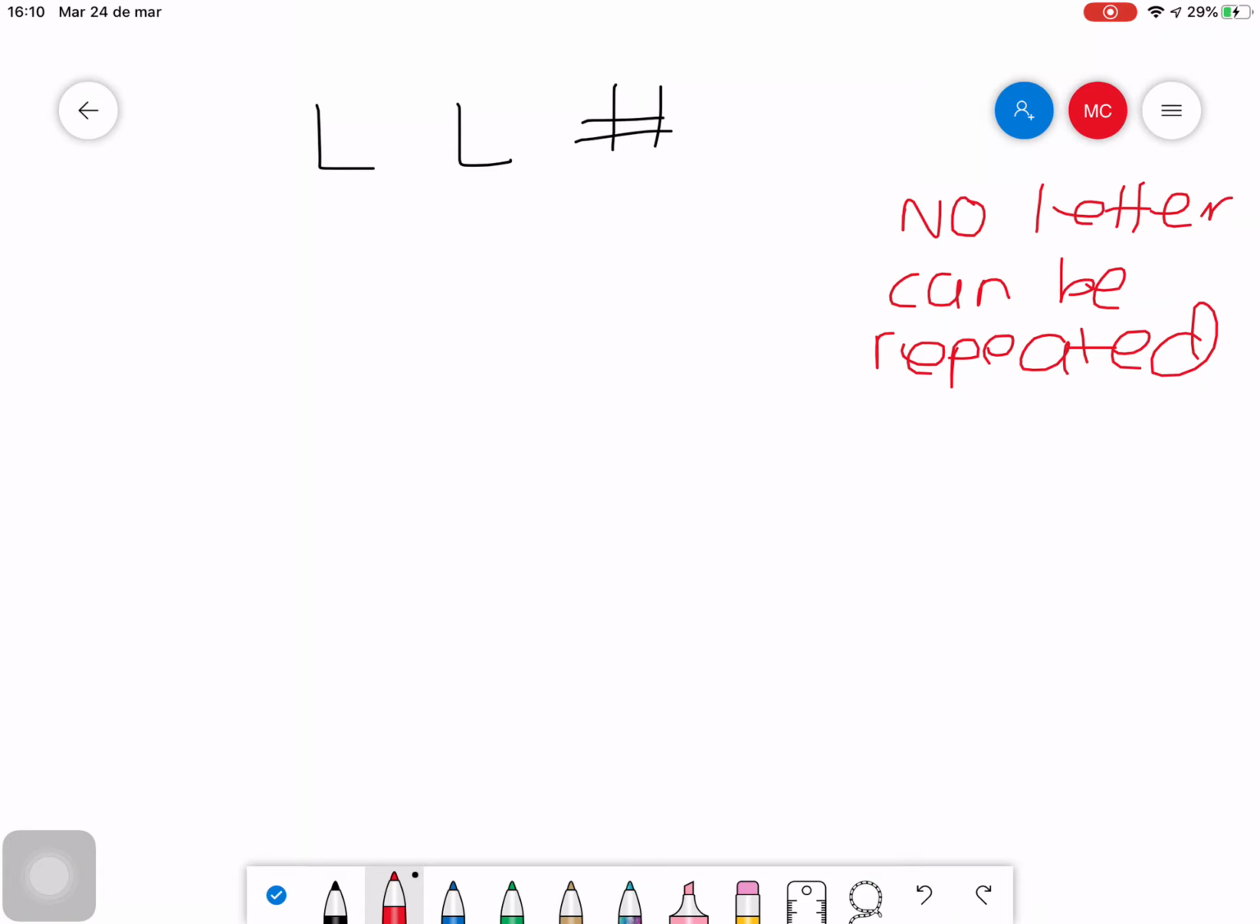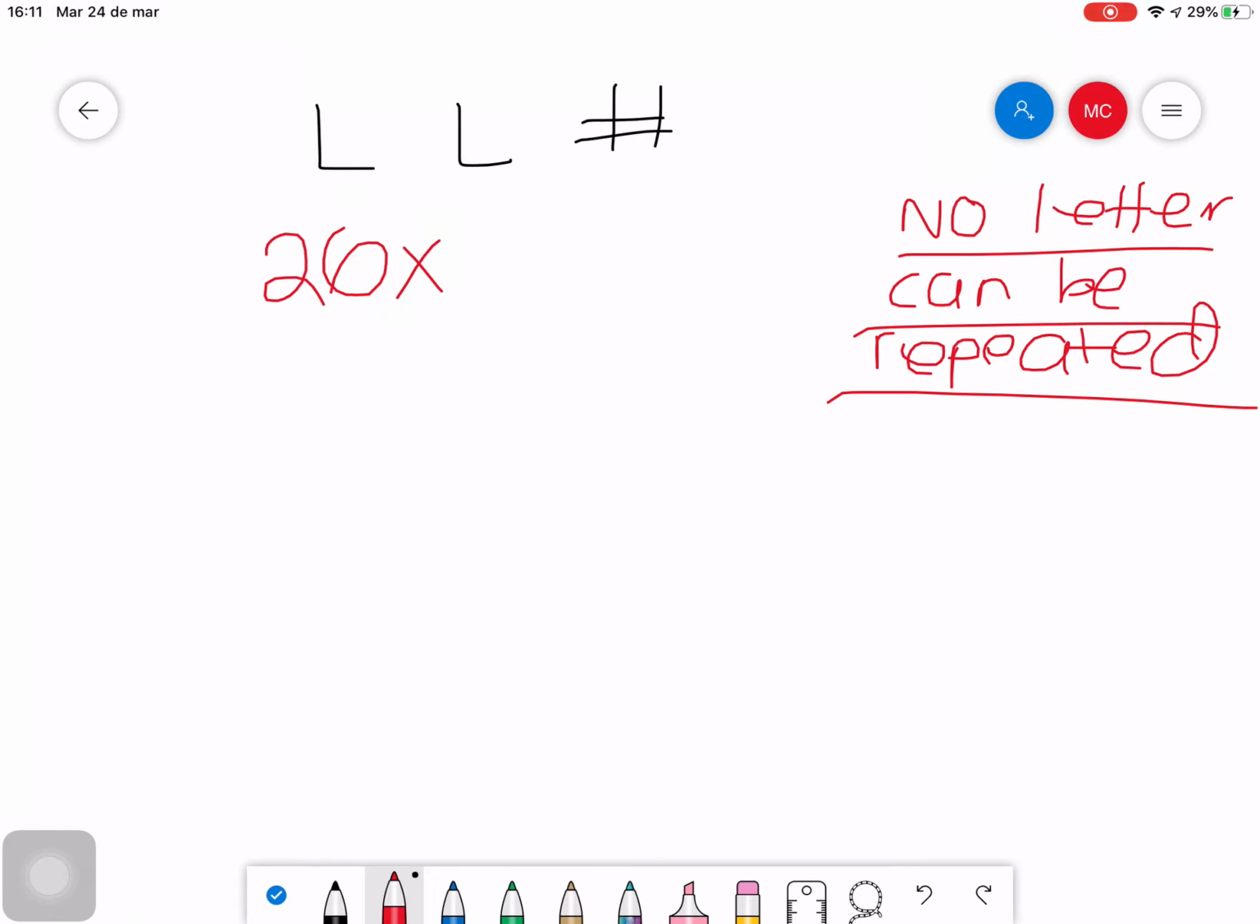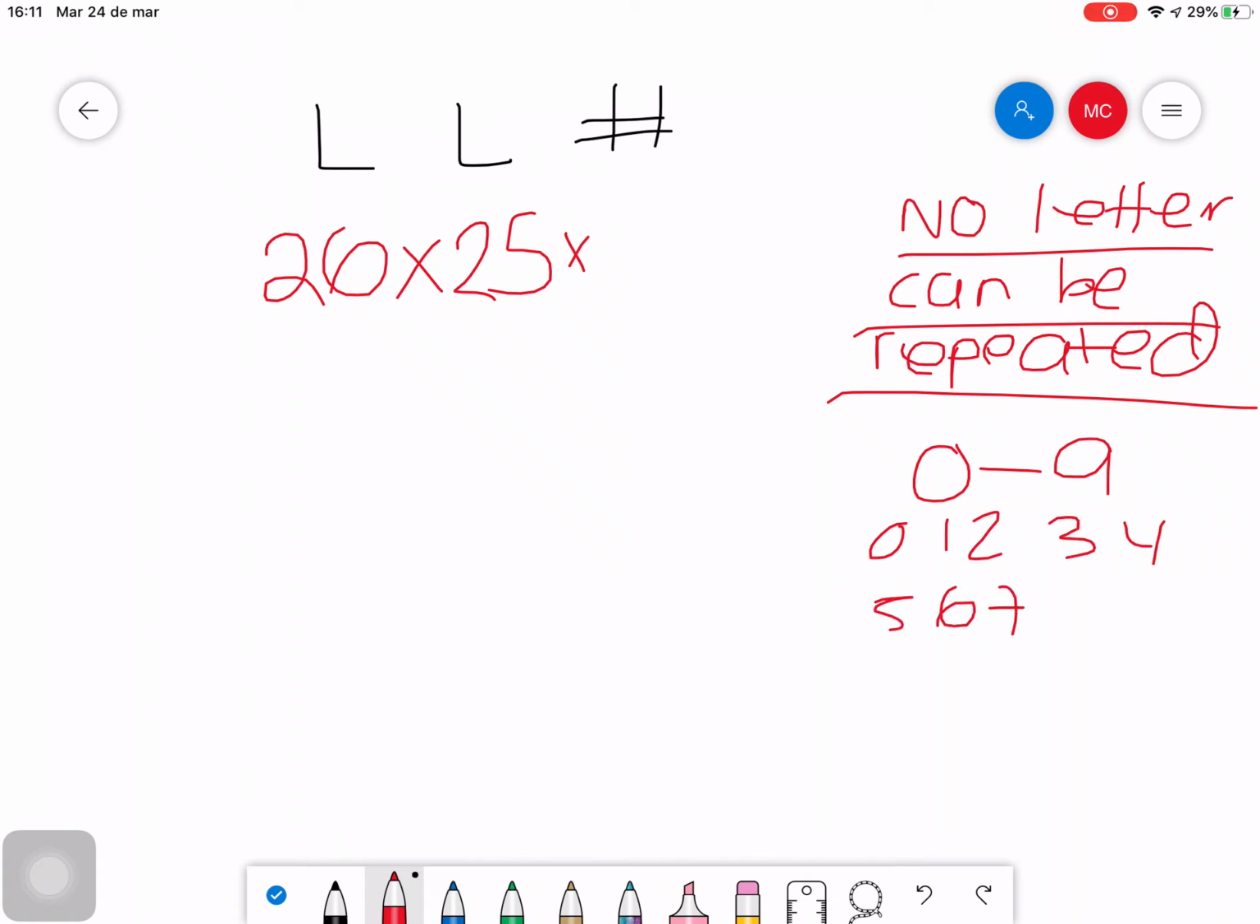So in English, there are 26 letters. That means among how many letters can I choose to do the first part of the license plate? 26. But it says no letter can be repeated. That means if I already chose a letter, how many options am I left to choose the second letter? 25. Why? Because I already chose one letter. It says no letter can be repeated. And then how many digits can you choose? Remember, digits are from 0 to 9. If you count, that is 0, 1, 2, 3, 4, 5, 6, 7, 8, 9.